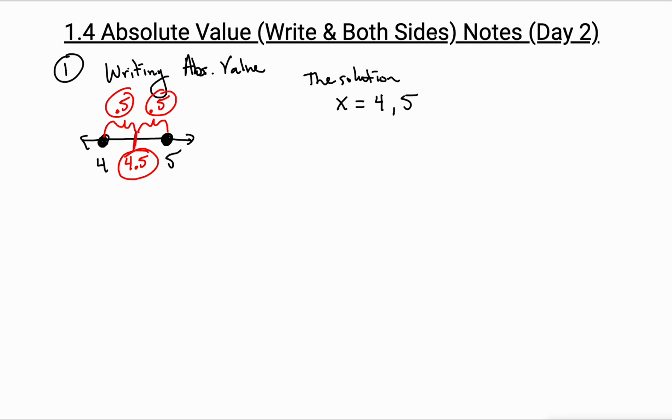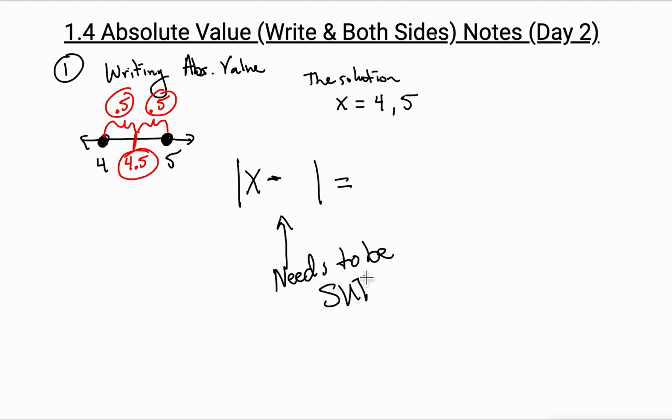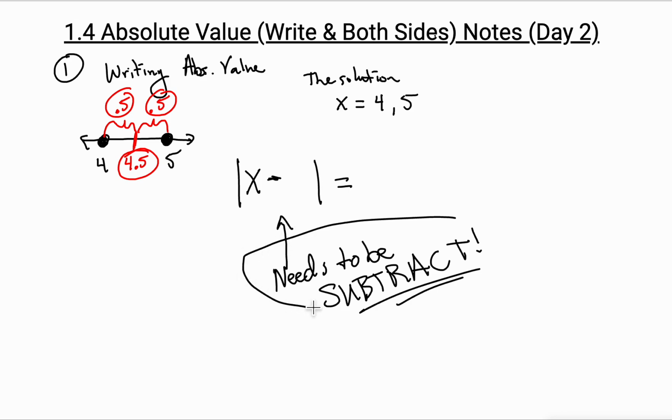So now when we write our equation, remember we have an absolute value equals, and then we also need an x, and at the same time, subtract. So this needs to be subtract. Make that nice and bold and capitalized, because that is the key. If you don't have subtract there, you're going the wrong direction.